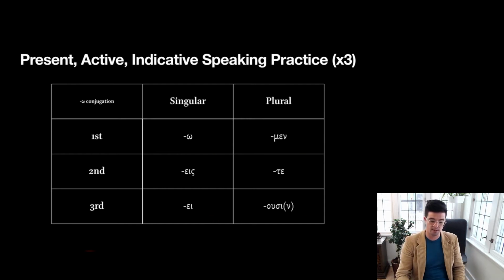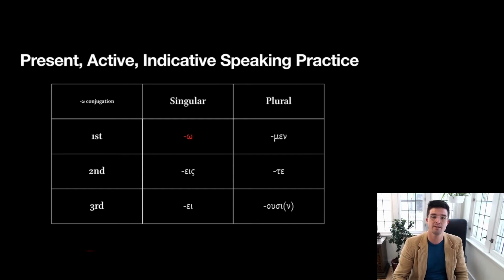Once again, we're going to do it slowly. On this first time, you're going to repeat after me for each one of the endings. So what we have is o, ice, i, men, te, usi. Okay, on the second time, I'm going to say the first 3, and then you repeat all 3 after me. O, ice, i, men, te, usi.